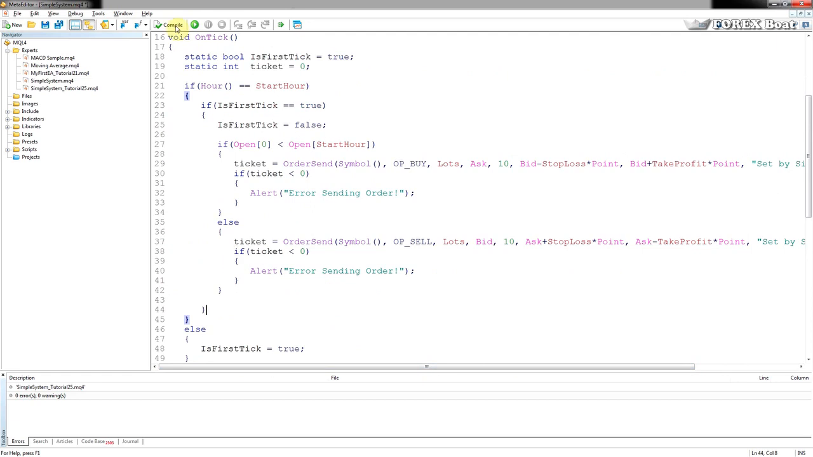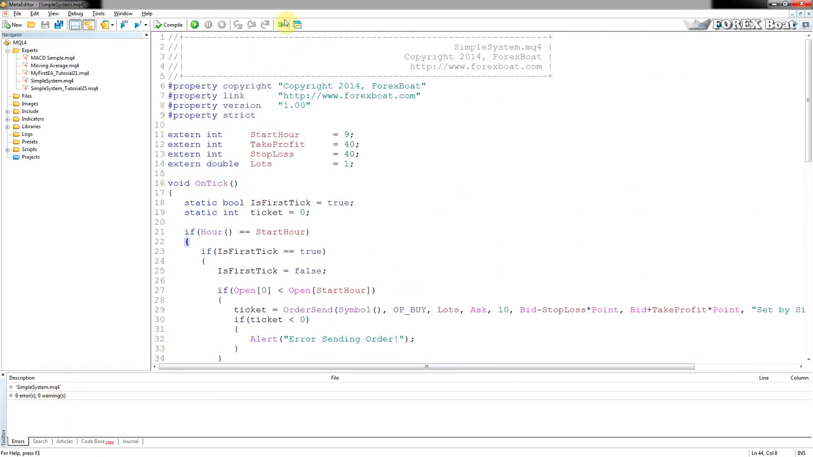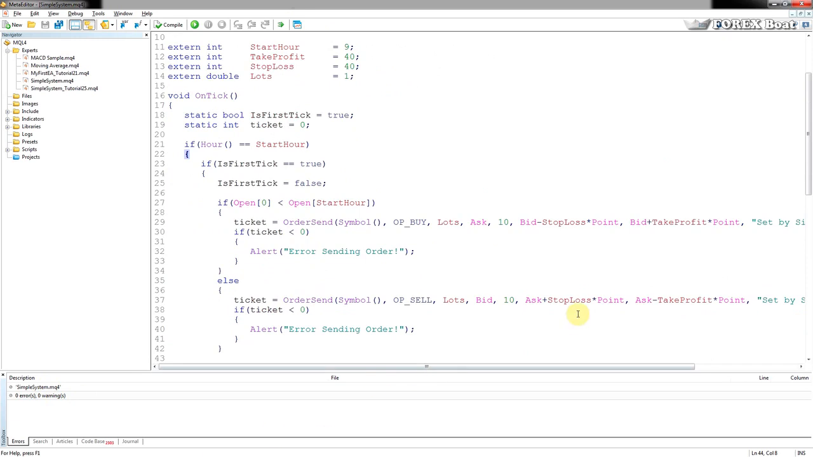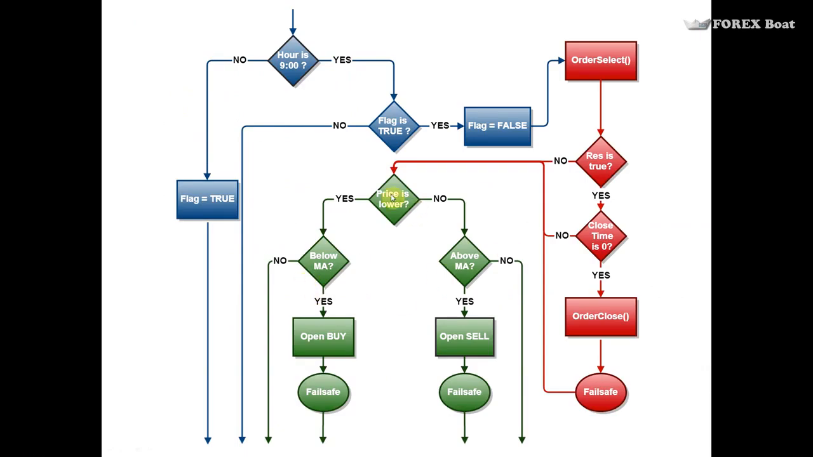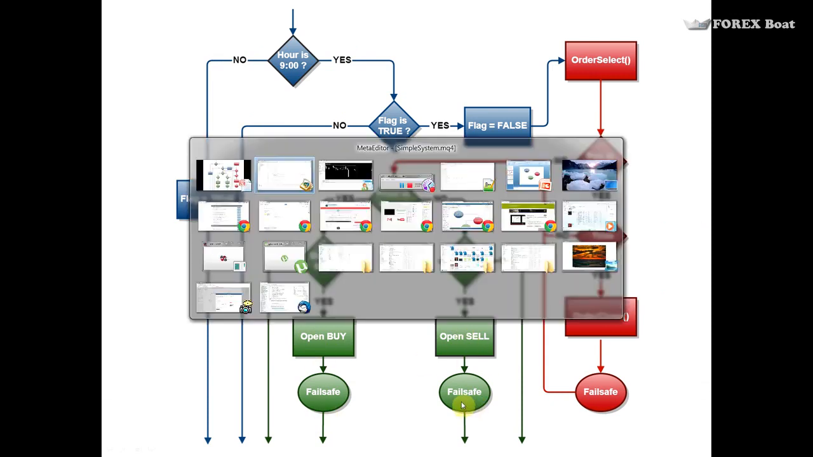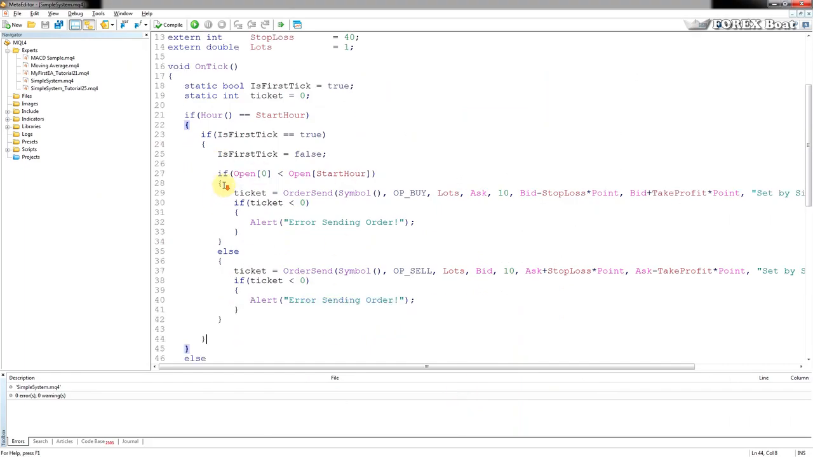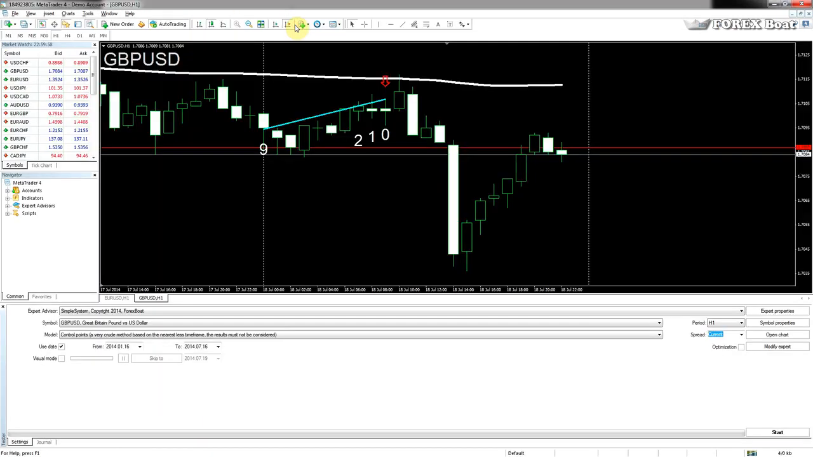And that's it. So we can compile that, no errors or warnings, and now we can go back to the terminal. Well, let's just quickly check that we've done everything here. So we've checked that, we ignored these two for now, so going straight through, we've opened a buy, did a fail safe, open a sell, did a fail safe, and that's all within this block if it is the first check. So we've compiled that. Let's go to the terminal and see how this works.